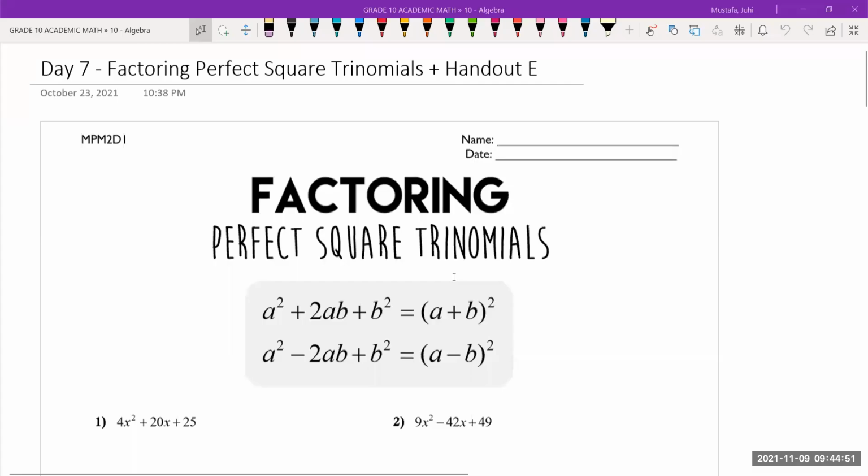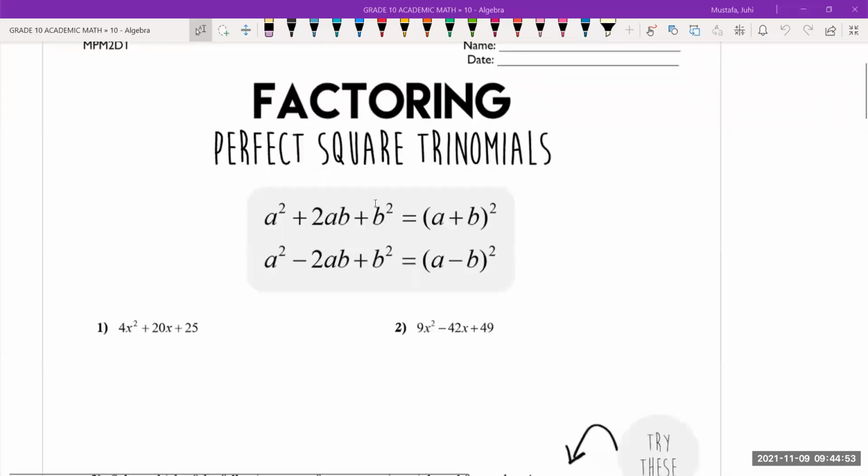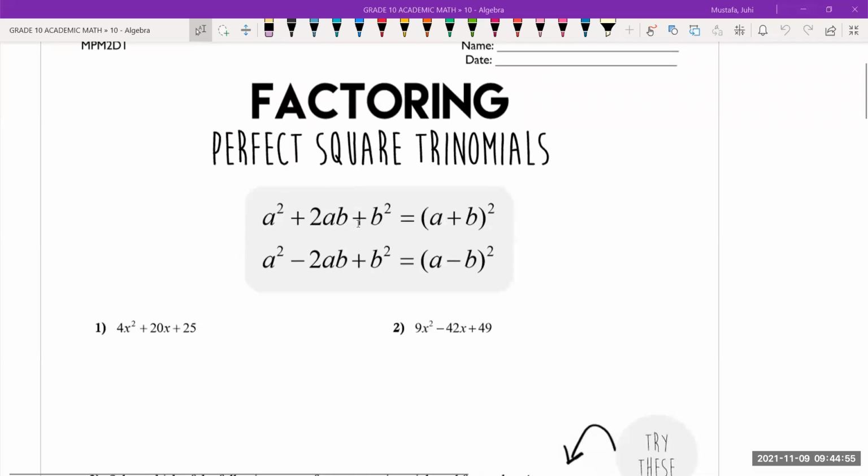All right, so we're basically now going to be looking at questions which, when you factor them, you get two of the exact same binomials. So remember, this can be rewritten as a plus b times a plus b. And the second one can be rewritten as a minus b times a minus b.